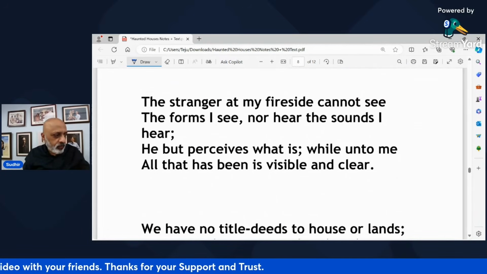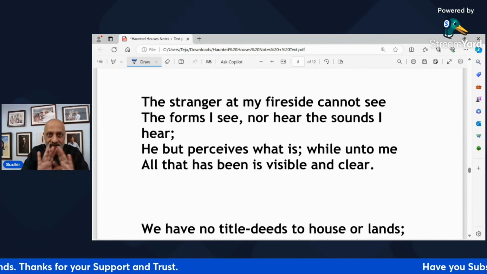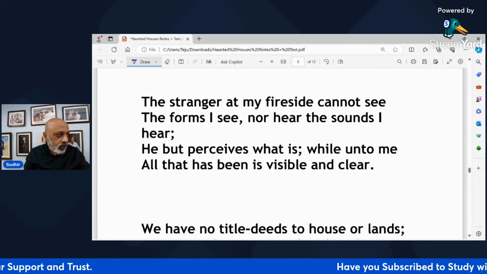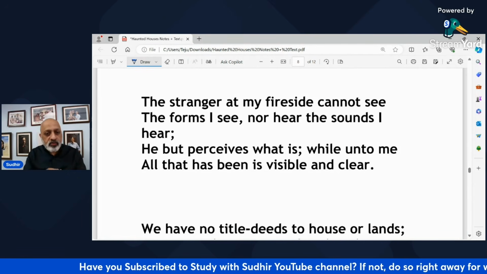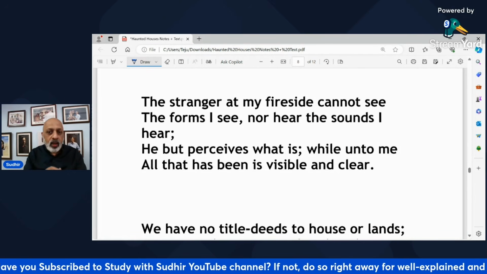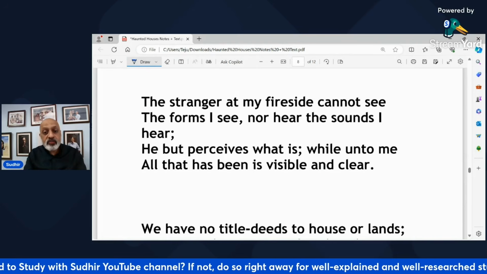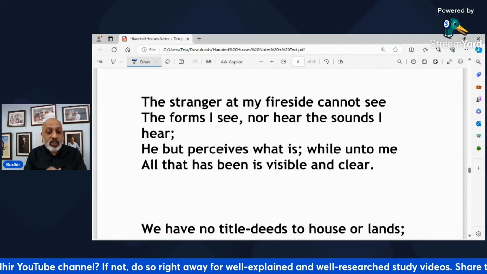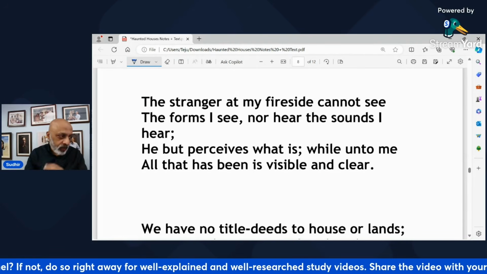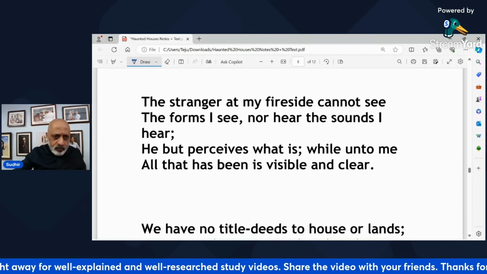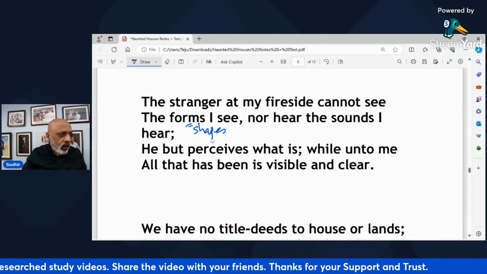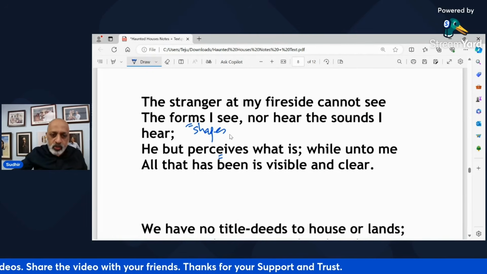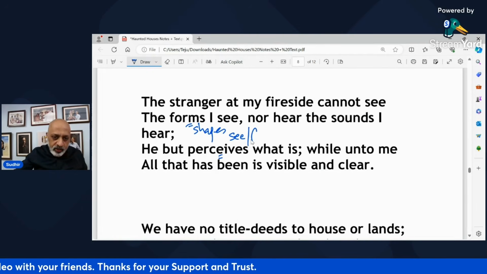Next stanza. I hope you're understanding this completely. It takes a lot of effort to do very thorough research. The stranger at my fireside cannot see the forms I see, nor hear the sounds I hear. He but perceives what is, while unto me all that has been is visible and clear. Forms means some kind of shapes. Perceive means to see or to feel.